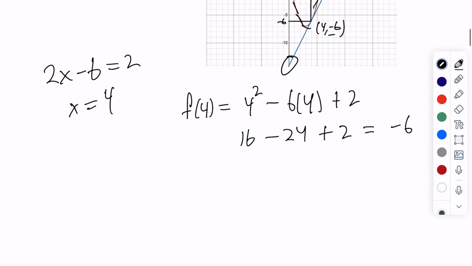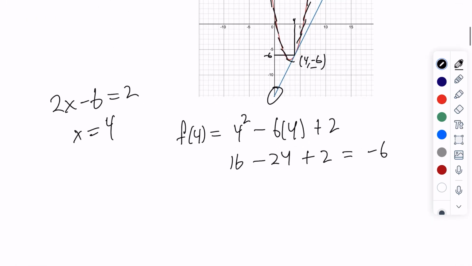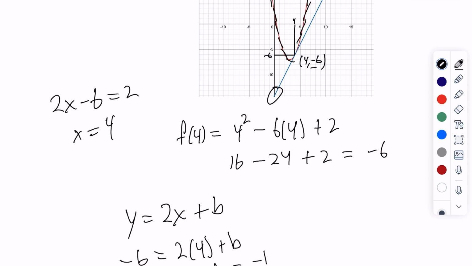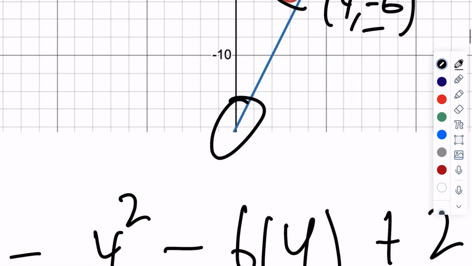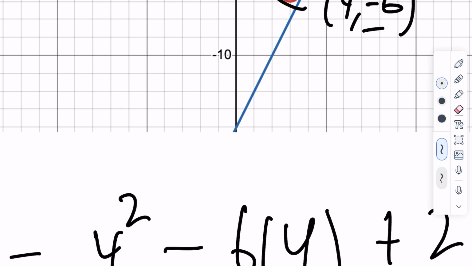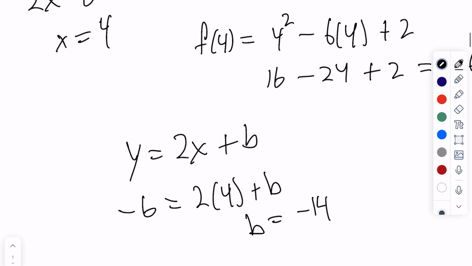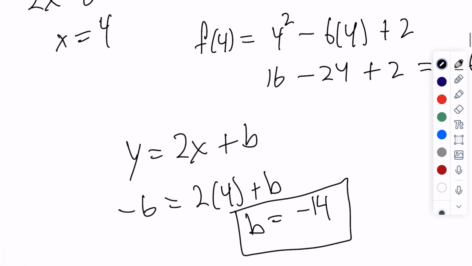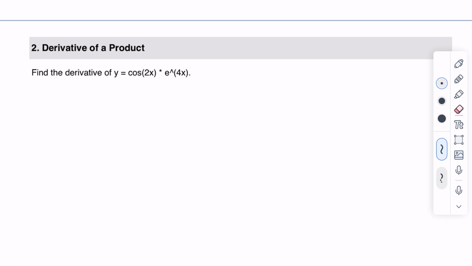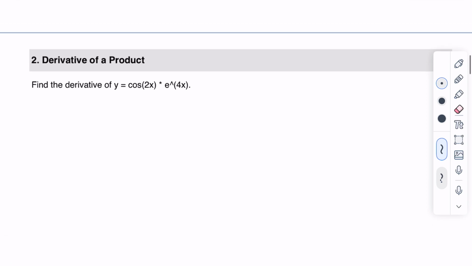So from there, now we can plug back into our equation of the line, where we have y equals 2x plus b. Now we have negative 6 equals 2 times 4 plus b. And we solve for b and get negative 14, which is right here. Okay, so that's our final answer. B is negative 14.